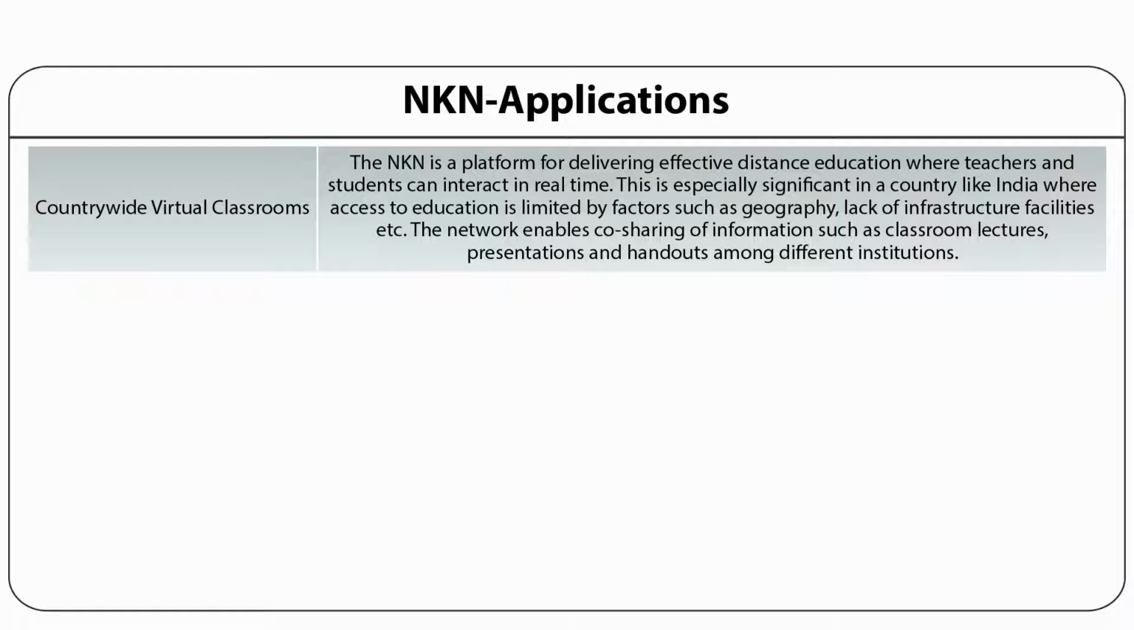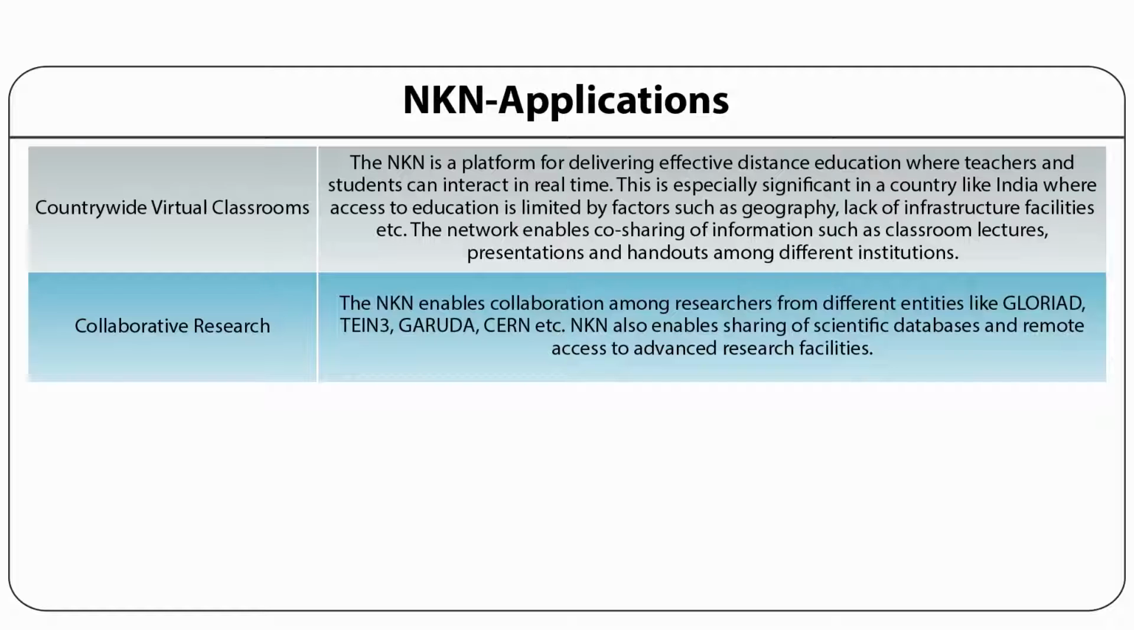The network enables co-sharing of information such as classroom lectures, presentations, and handouts among different institutions. When we talk about collaborative research, the NKN enables collaboration among researchers from different entities like GLORIAD, TEIN3, GARUDA, CERN, etc. NKN also enables sharing of scientific databases and remote access to advanced research facilities.